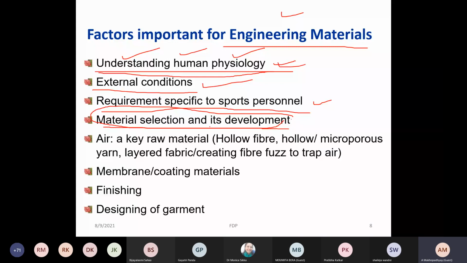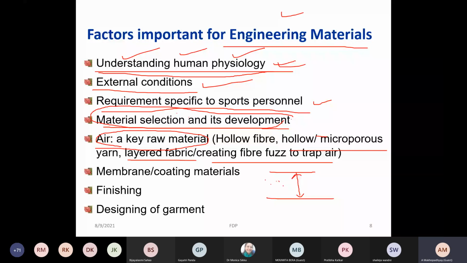And then another new concept which is coming up is air as a key raw material. Air can be trapped inside the structure, like you can have hollow fiber, hollow microporous yarn, layered fabric, creating fiber fudge to trap air, but still it is an important terminology that air is used as a key material. Suppose you need the thermal insulation property, so it is better to trap air inside the structure. Thermal insulation can also be improved by increasing the thickness of the material. Simply by increasing the thickness, you can trap a sufficient amount of air inside the structure. So if you can trap air, obviously the thermal insulation will be higher.